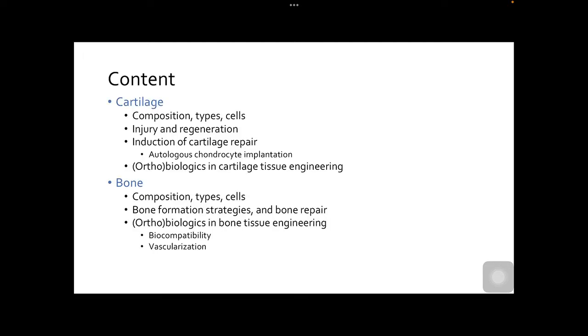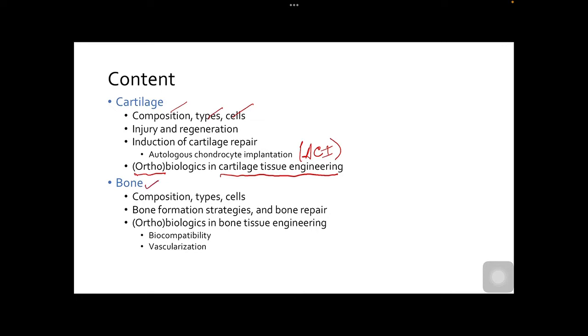So, in order to start, we're going to discuss cartilage, type of composition, cell types, regeneration. How do you induce cartilage repair in terms of autologous chondrocyte implantation, or ACI? We're going to talk about different biological strategies, cells, and scaffolds that orthopedic surgeons and orthopedic researchers use to regenerate cartilage with tissue engineering approaches, and we're going to do the same with bone.